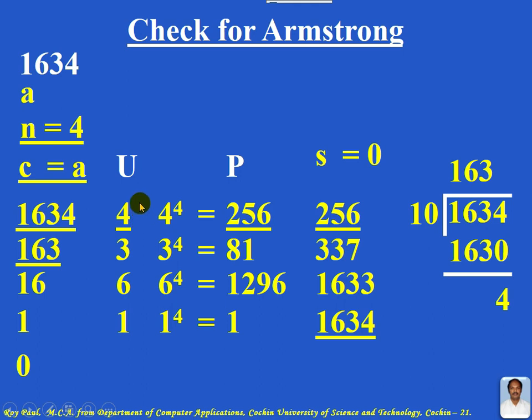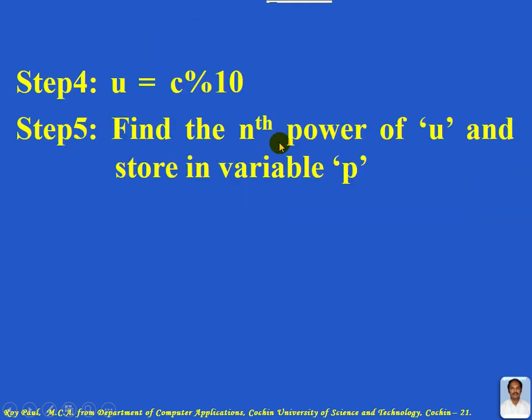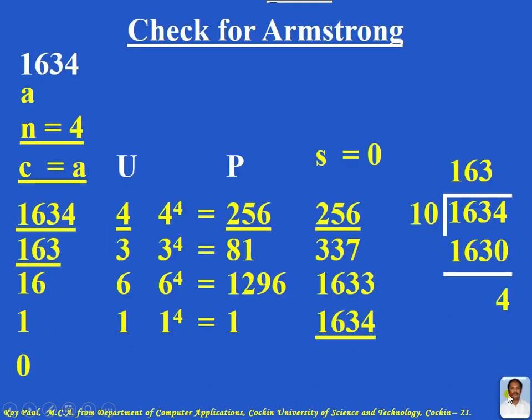Now after this, you find the nth power of u and store that in variable p. Here n is 4. So you find the fourth power of 4, 4 raised to 4, and that should be stored in variable p. So find the nth power of u and store that in variable p. So you can write u star star n, u raised to n, that is assigned to p.